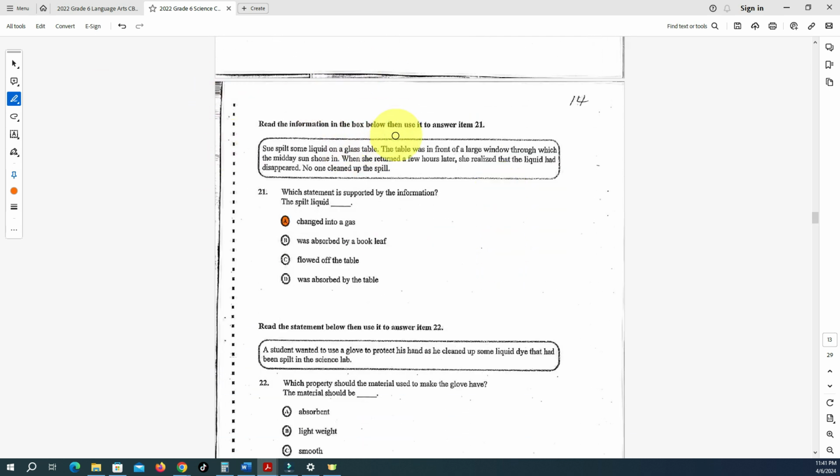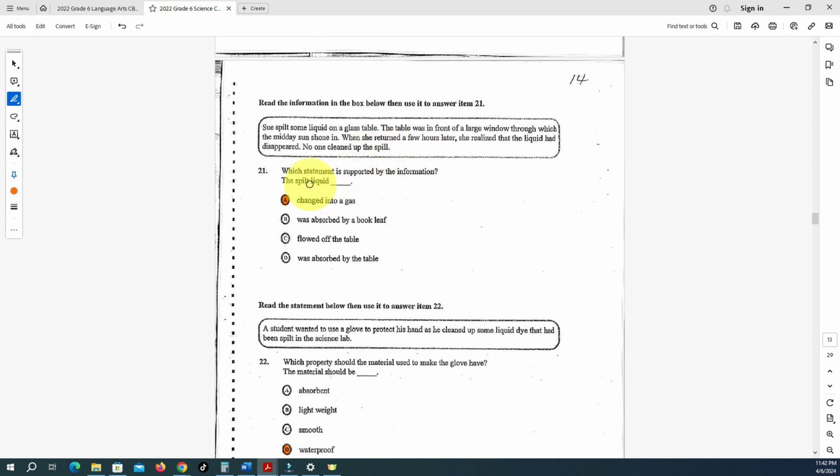Okay, read the information in the box below, then use it to answer item 21. It says Sue spilled some liquid on a glass table. The table was in front of a large window through which the midday sun shone in. When she returned a few hours later, she realized that the liquid had disappeared. No one cleaned up the spill.